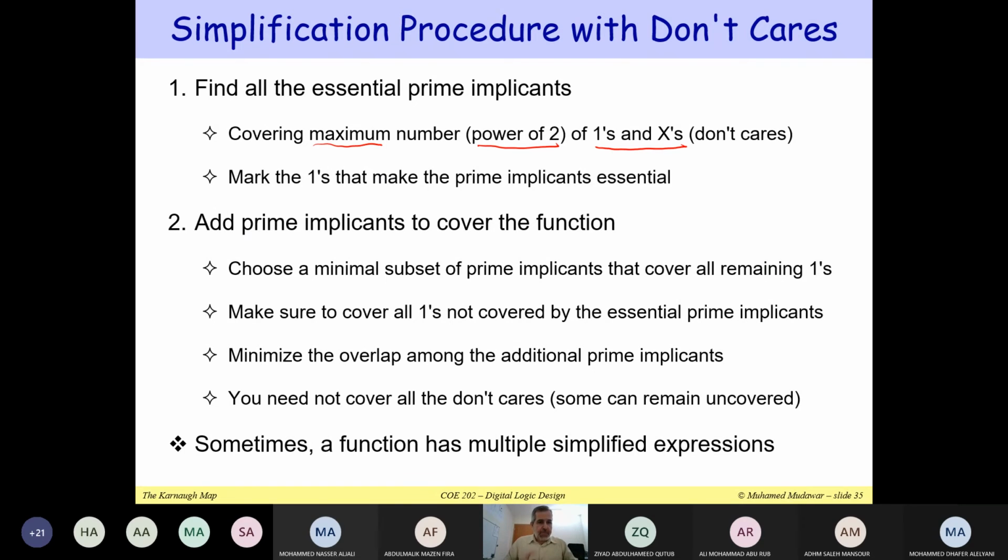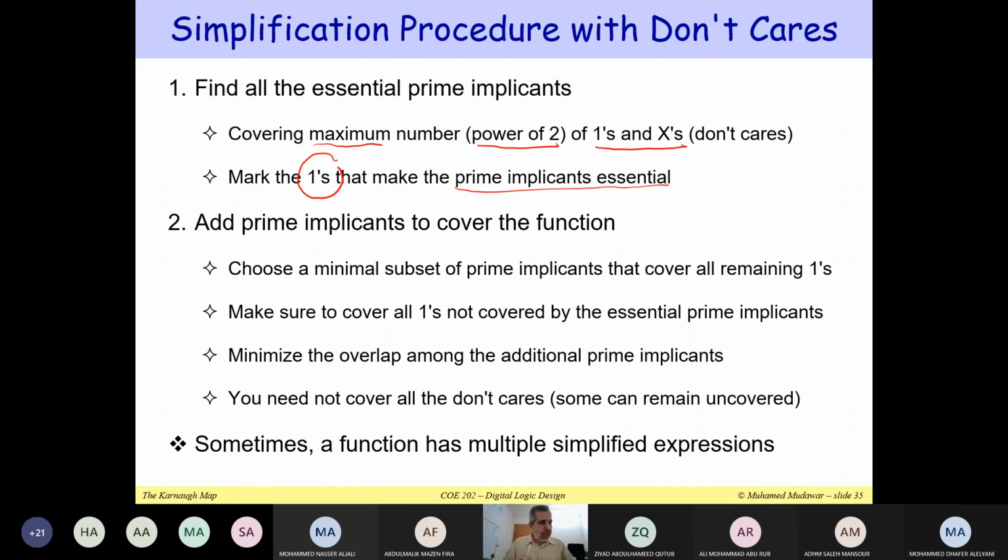You can do that, but to make it essential, you have to mark the ones that make the prime implicant essential. It has to be a 1 because the target is to cover the ones, not the don't cares. But you can combine the ones with don't cares if they are adjacent to maximize the block size, the number of combined squares. And by maximizing the size of the block, you are minimizing the term. So that's step number 1, to find all the essential prime implicants.